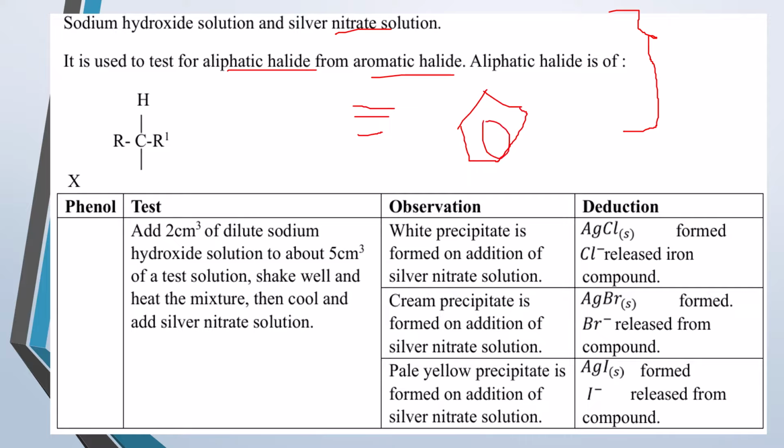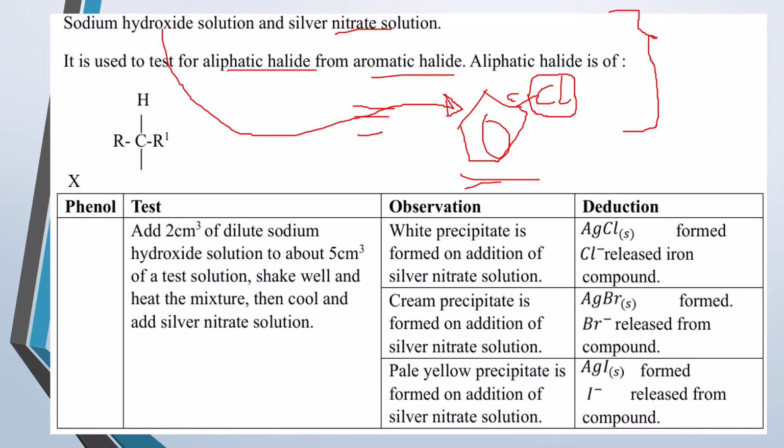and this benzene ring is attached directly to a halide, which can be chlorine, bromine, or iodine, the bond between the carbon and chlorine is very strong, so this chlorine atom cannot easily be substituted. That means that if you're using hot sodium hydroxide solution followed by silver nitrate solution, we expect no observable change on aromatic halides, but we expect observable changes on aliphatic halides.